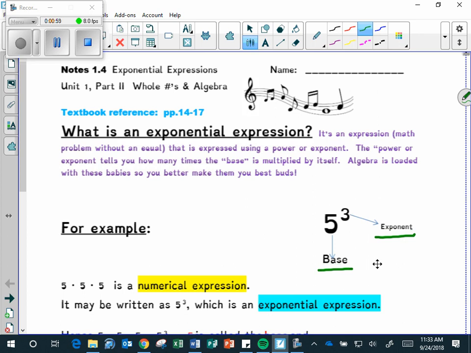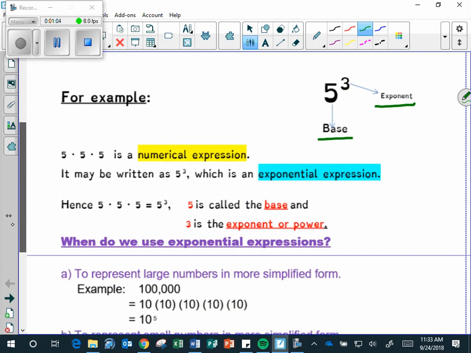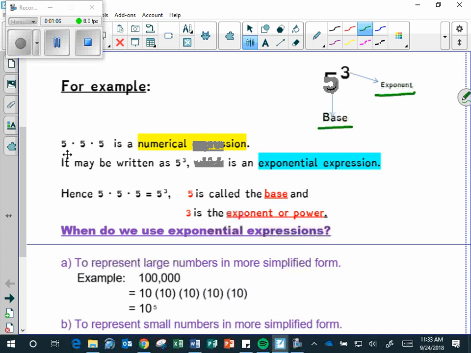So I've written this expression out in what we call expanded form. When you see 5 times 5 times 5, that's a numerical expression. But when we write it as an exponential expression, it's just 5 to the third power. Exponents allow us to be a little more brief. So if 5 times 5 times 5 equals 5 to the third, 5 is our base, and 3 you could call either your power or your exponent. Those words are used interchangeably.